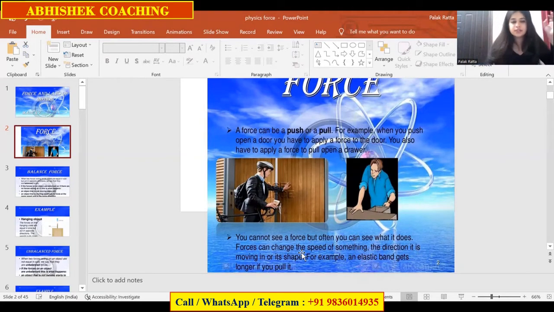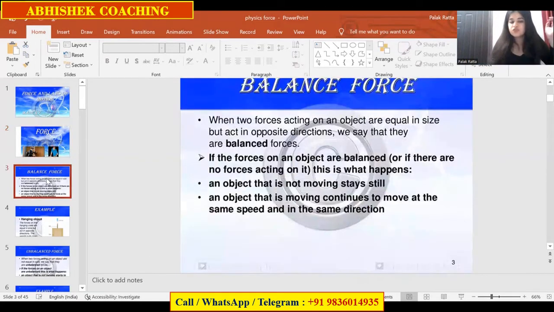Okay, and next is balanced force. Balanced force is the force on an object from opposite directions, equal in magnitude. Like when two forces which are equal and opposite, you can say the two forces which are equal and in opposite direction are called balanced forces.